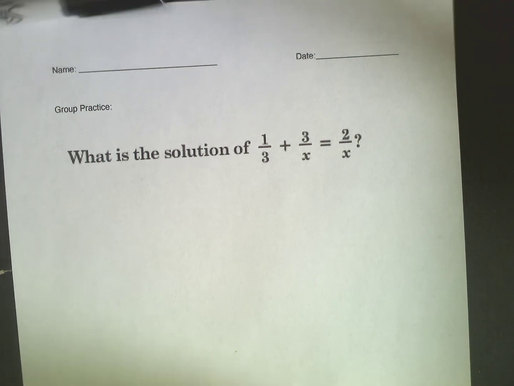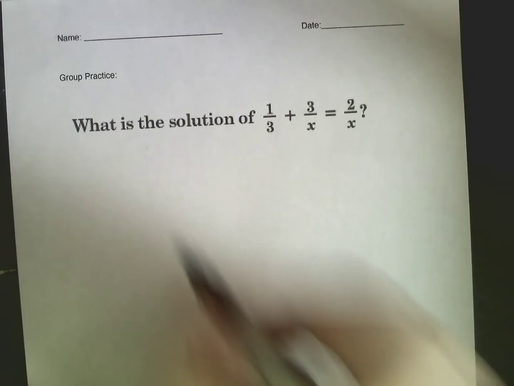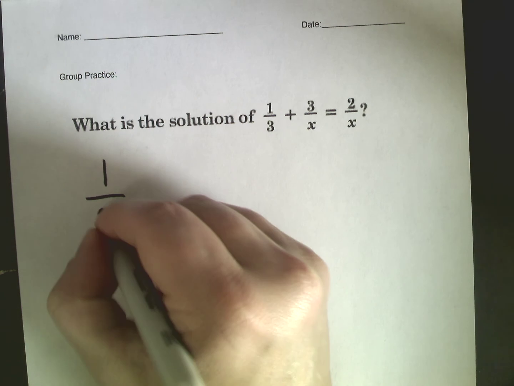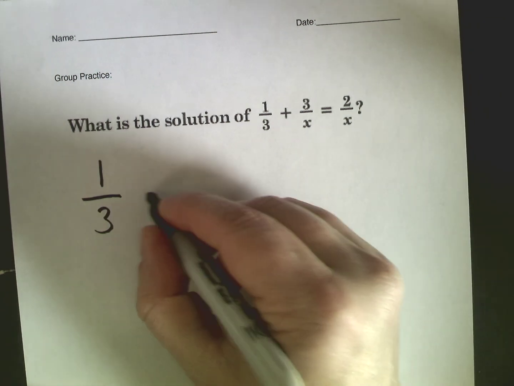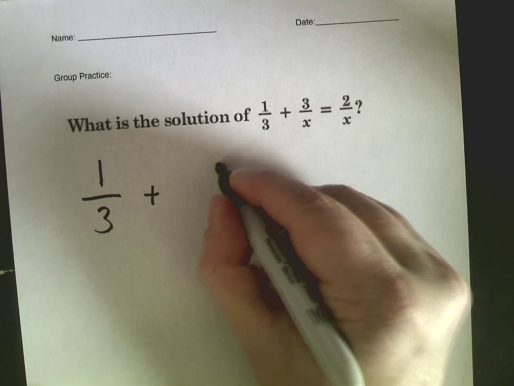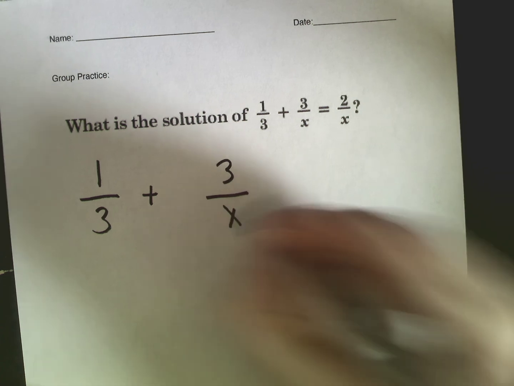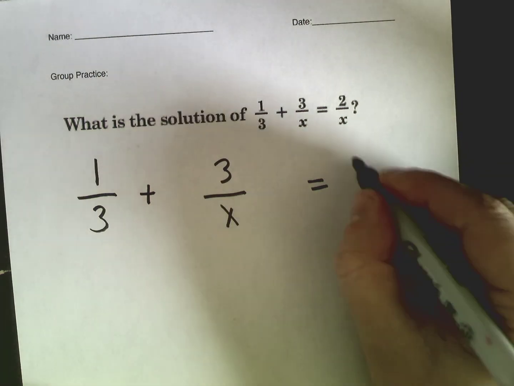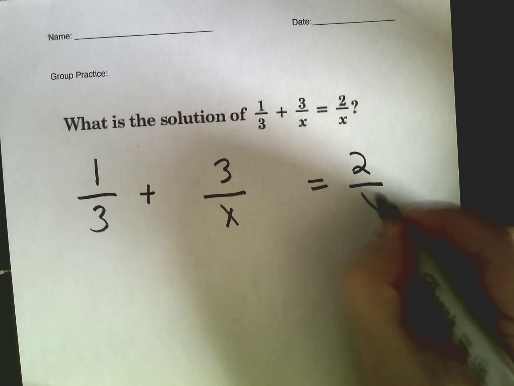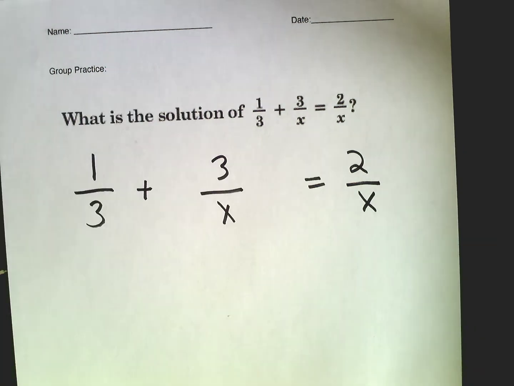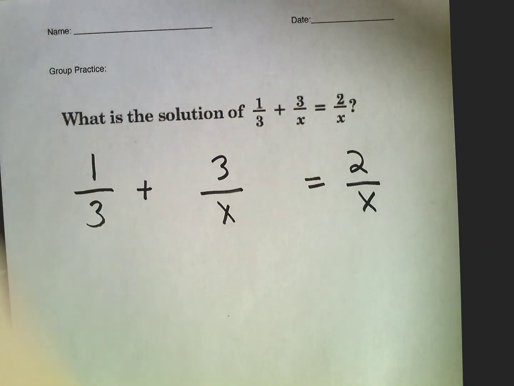So I'm going to rewrite this whole problem with lots of space. 1/3 plus 3 over x equals 2 over x. Lots of space. Now what do I do next?